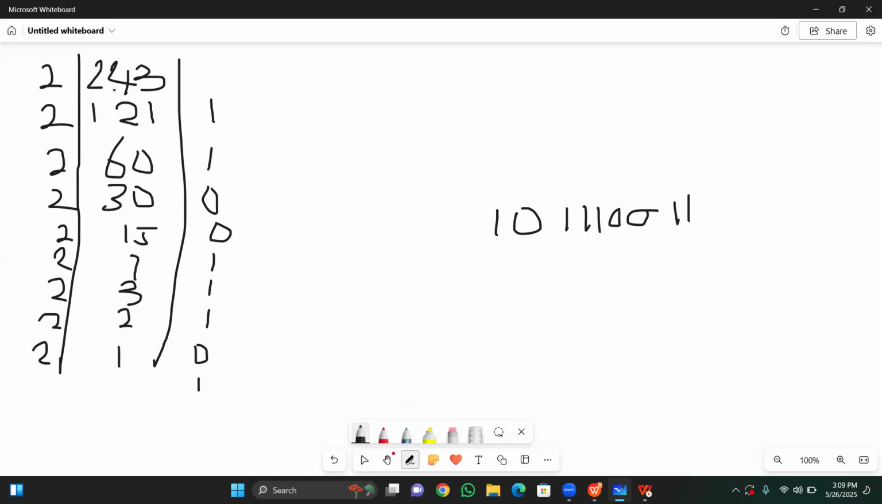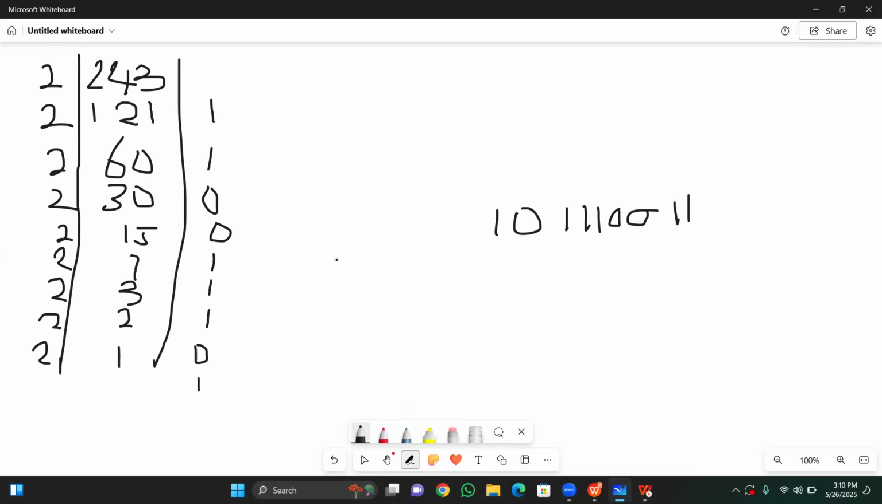2 divided into 243 will give us 121. Remember 1, because 2 times 121 will give us 242, remainder 1. 2 goes into 60 30 times. Oh my goodness, see the mistake here. 2 times 60 will give us 120, remainder 0. Okay, sorry. 2 goes into 243 will give us 121, remainder 1. Oh, sorry about that.